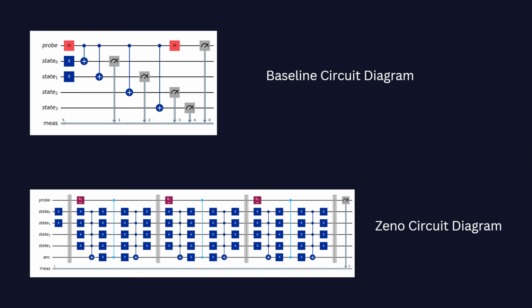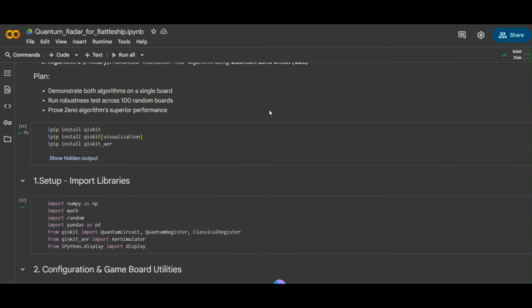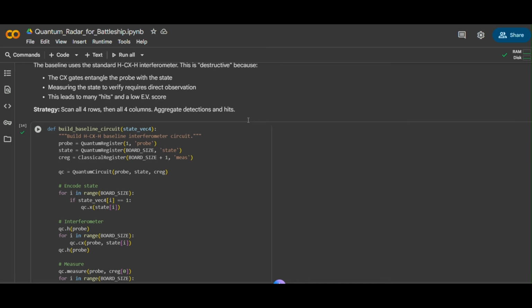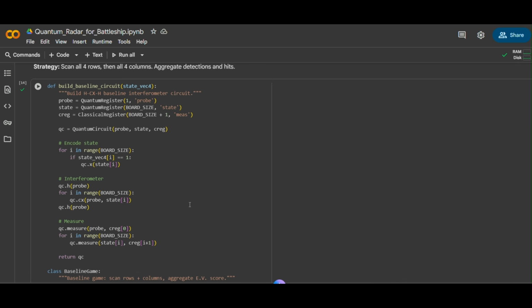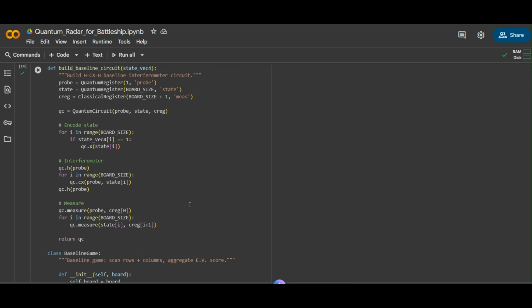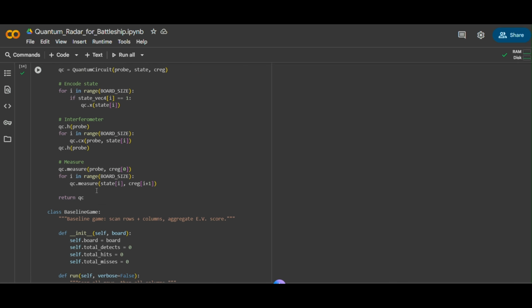Now let's switch to the code to show the critical difference between these two. Here is our code, and this is our baseline circuit code. So look at the end. We measure the probe, but we also measure the state qubit. This act of measuring the state is the hit. This is what we must avoid.